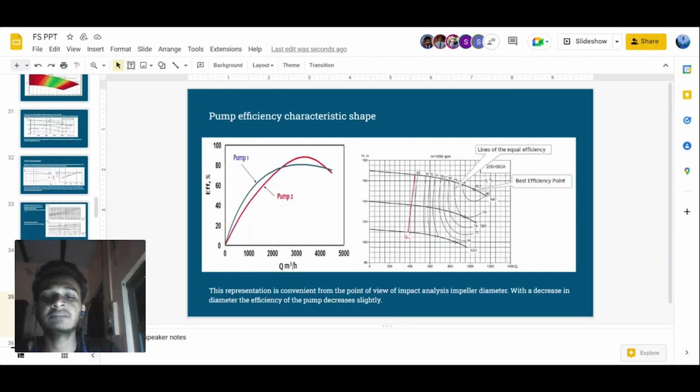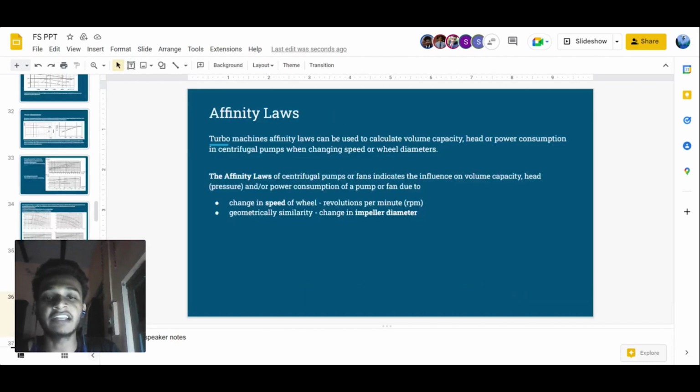Pump efficiency characteristics. This representation is convenient from the point of view of impact analysis of impeller diameter. With a decrease in diameter, the efficiency of the pump decreases slightly.